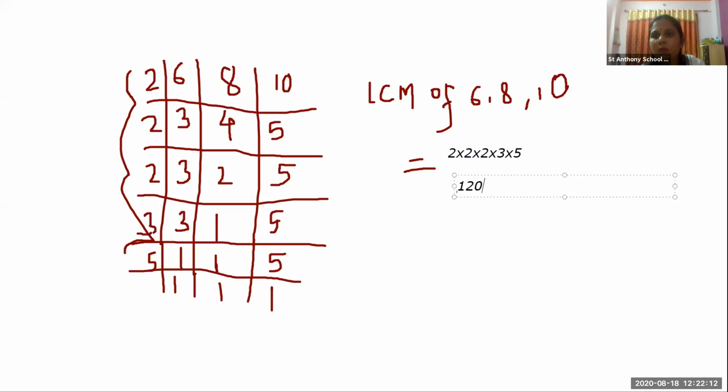Okay. So what will it be? It will be 120. Whatever doubt you have, please ask me in the chat box. Yes, 120 is the answer. Very good. Everyone has given the answer.